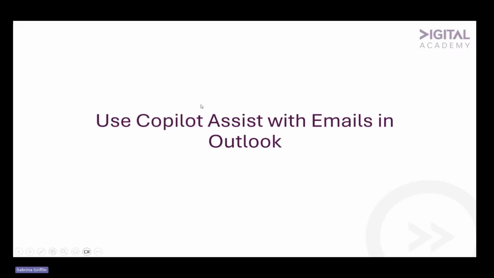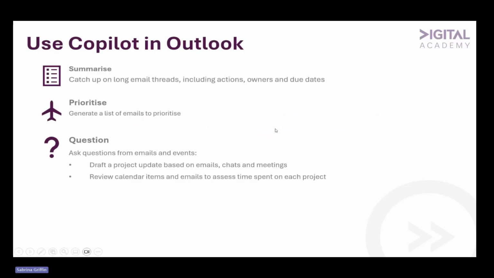Final application I wanted to look at was Outlook. So using Copilot in Outlook, we can use it to catch up on long email threads. So we'll look at that in a moment. Very quick and easy to use. We're literally clicking on Copilot and asking it to summarize that email thread when we've got an email open. And again, we can be a bit more specific and say, actually, where am I mentioned, or list the key actions, or focus on this particular topic.